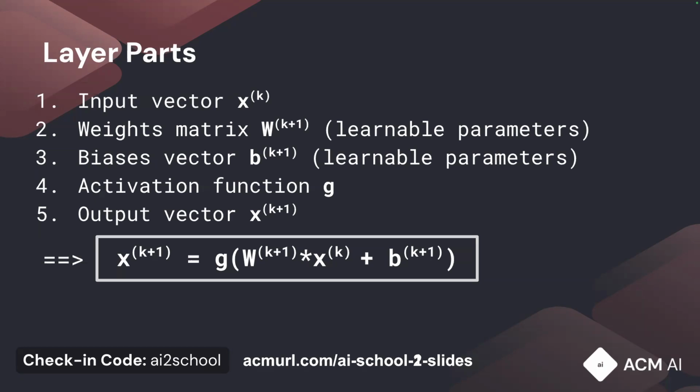So it doesn't depend on the input. If you input all 0, but you don't want to output 0, that's where the b is useful. Then the activation function, I'll talk about that. And the output vector is going to be the output that you get after the neural network is done.